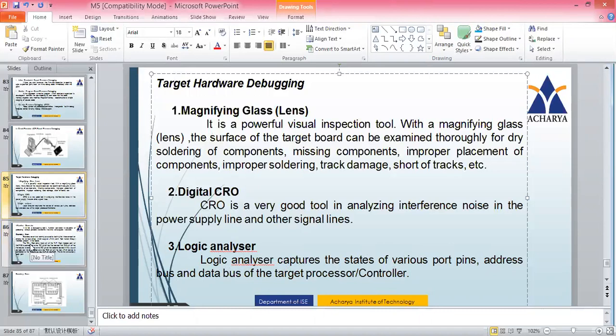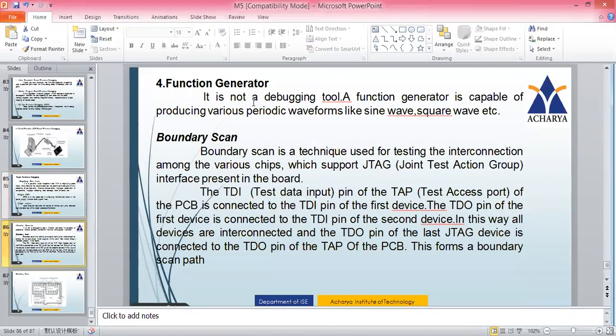Let's go to the next tool, that is a function generator. It's not actually a debugging tool. It is only capable of producing various periodic waveforms like sine waves and square waves, etc. Usually it is required for some applications, and for that we make use of a function generator.